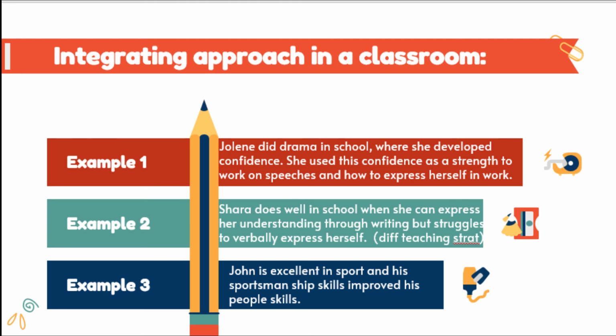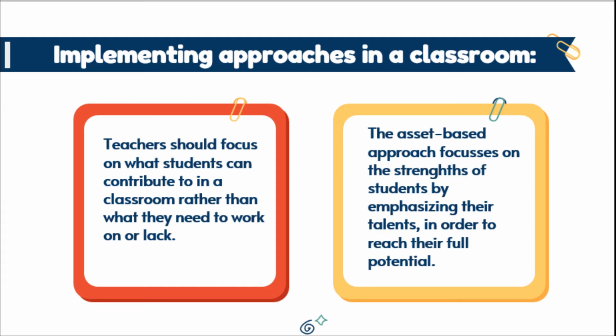Example 2. Sarah does well in school when she can express her understanding through writing, but struggles to verbally express herself. In this example, teachers should incorporate a variety of different teaching and learning strategies in order for students to get a fair chance to communicate their understanding in ways that they feel comfortable with. Example 3. John is excellent in sports, and his sportsmanship skills improved his people skills.